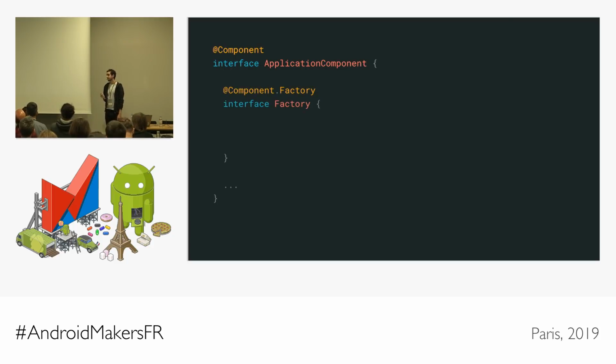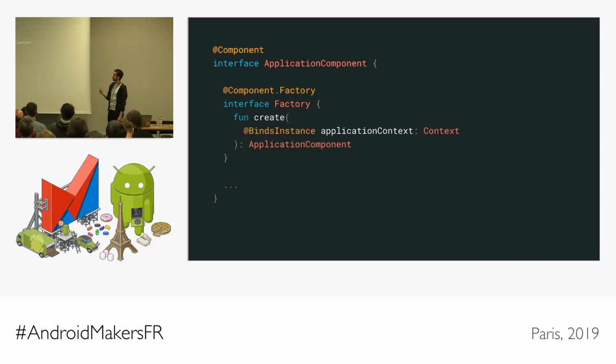So it's also an interface. This time you annotate it with Component.Factory. And this one only has one single method. It just returns your application component, and then you can annotate individual parameters with BindsInstance. So in that case, we just have a context, and you annotate it with BindsInstance. The nice thing here is that with the builder, if you had several different BindsInstance methods, it would be possible to forget to call one of them when you're creating your component.